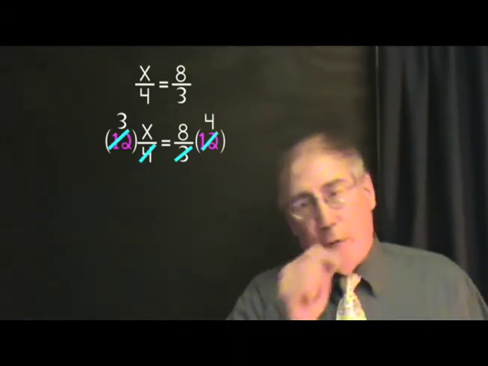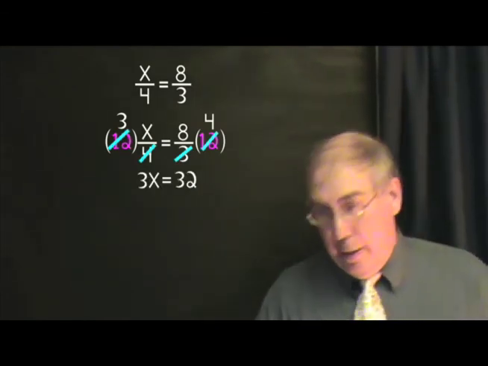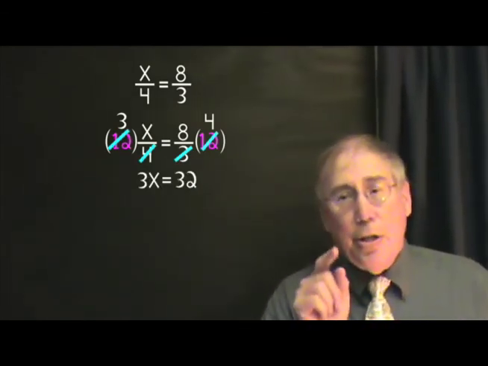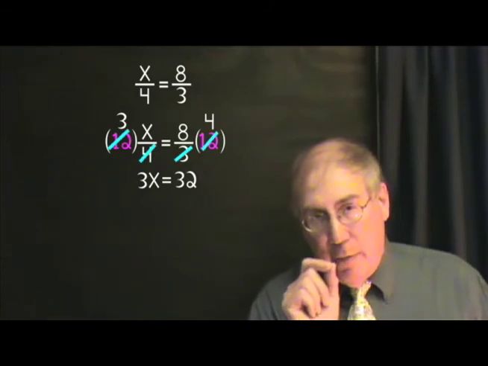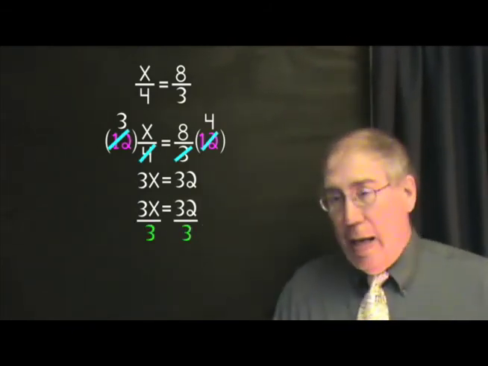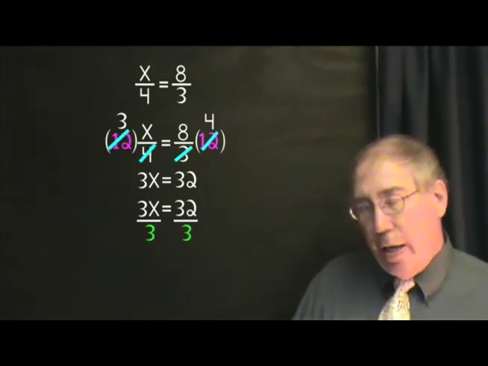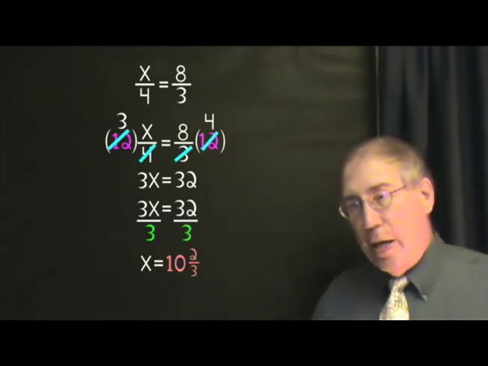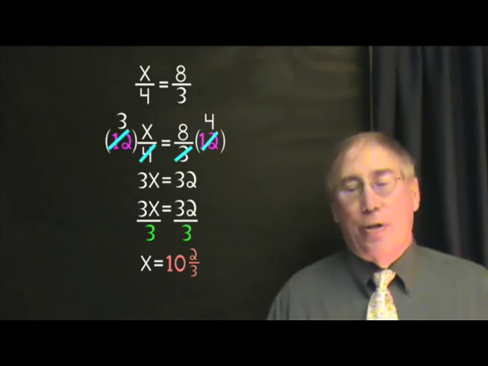Now we've got to solve for x, so we need another step in here. Let's take the coefficient of x, which is 3, and divide that into both sides, and then the left hand side will just become x, and the right hand side will become 10 2/3.